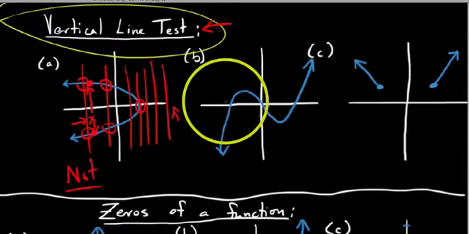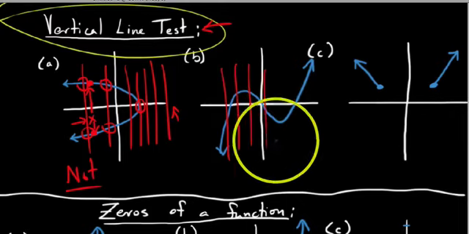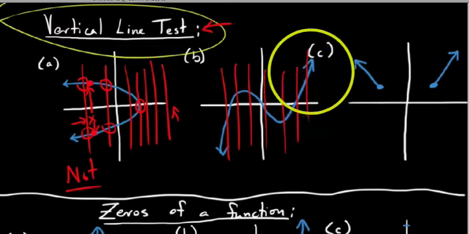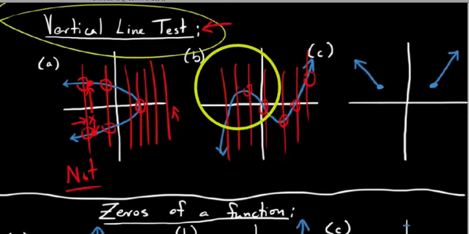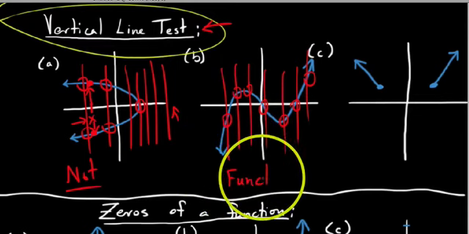Okay. So let's take a look at the second one here. The question is, are there any spots where we could draw a vertical line where we'd hit the graph two or more times? And in this instance, no. Every x value maps to one and only one y value. So using the vertical line test, we can conclude that this is a function.